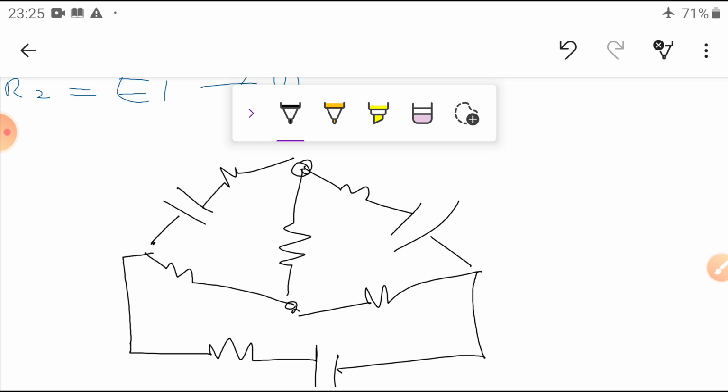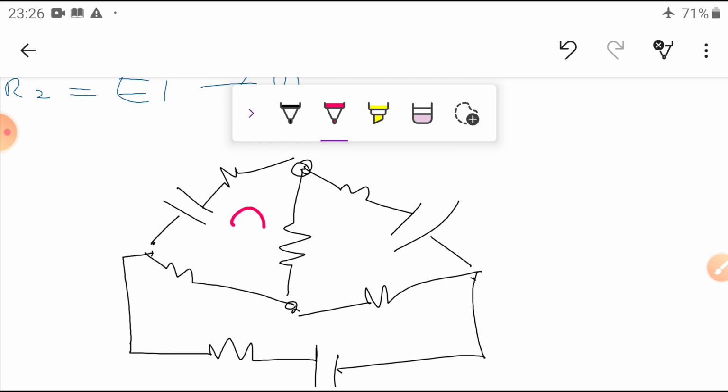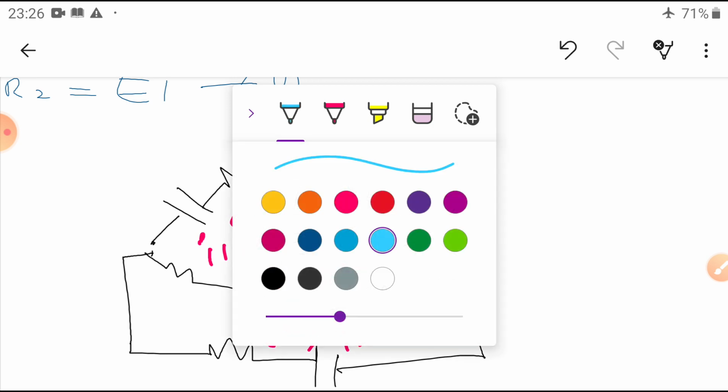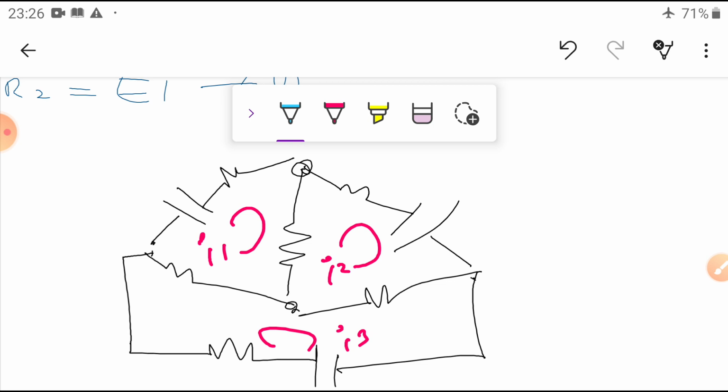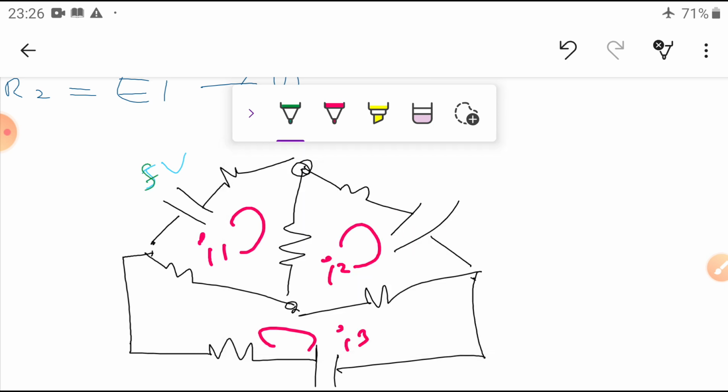Previously in branch current methods we calculated. So now what is this problem? I can write by seeing this equation itself. How is it possible? You can write it. Now I take the I1, I2, I3 equations. Now I know that this is equal to 5 volts. Okay, change the color. Okay, this is equal to 5 volts. Okay, and previously this is 1 ohm, 1 ohm, 1 ohm, 1 ohm, 1 ohm, 1 ohm resistance. And this is the 10 volts. Previously we had the same problem.